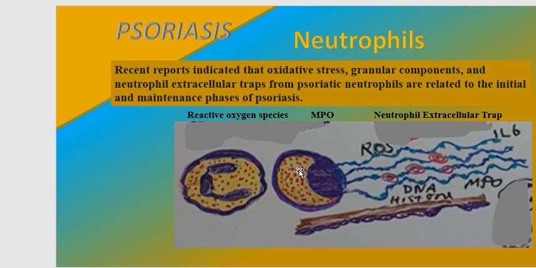So recent reports indicated that oxidative stress, granular components, and neutrophil extracellular traps from psoriatic neutrophils, these actually isolated from patients with psoriasis, are related to the initial and maintenance phase of psoriasis.